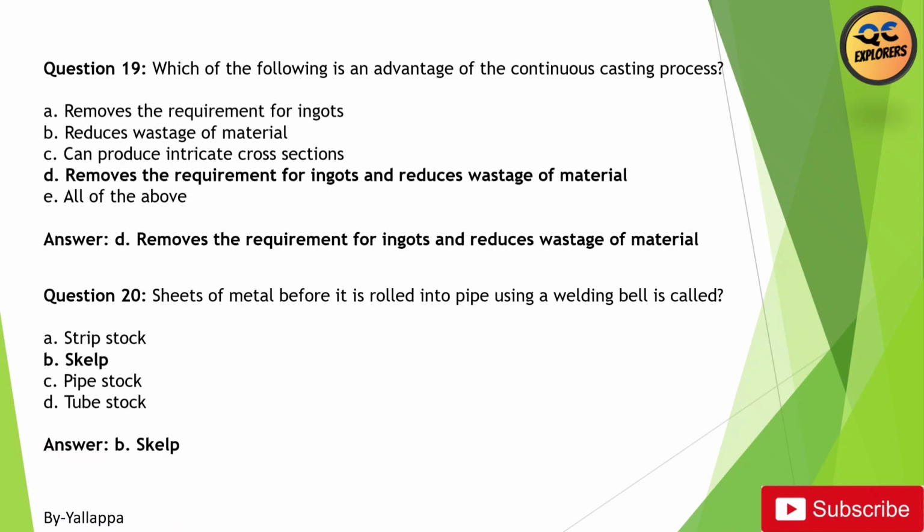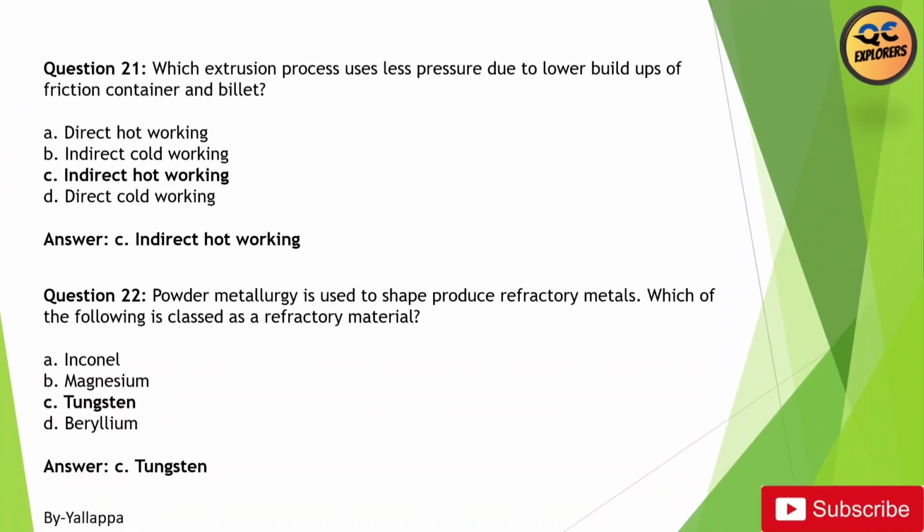Question 20 asks, sheets of metal before it is rolled into pipe using a welding bell is called. That material is called B. Scalp. Question 21 asks, which extrusion process uses less pressure due to lower buildups of friction between the container and billet? The answer is C.